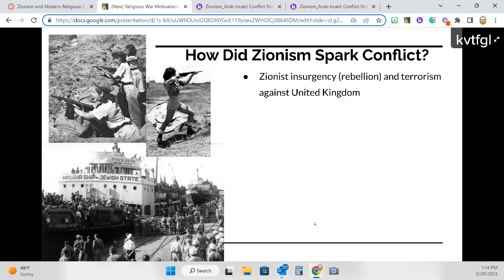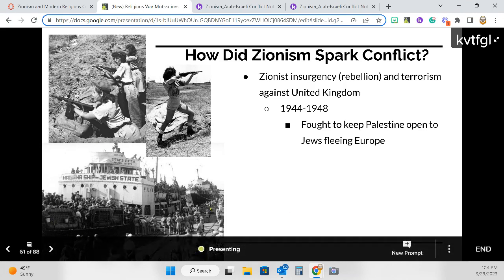So let's look at their rebellion. Another word for rebellion that's more often used today is an insurgency. The Zionists did rebel. They also did use terrorism. Again, that conflict takes place between 44 and 48. A big part of it, again, is to fight to keep Palestine open to Jews trying to get away from Europe. Because as Jaden has pointed out, in Europe, Jews faced the Holocaust. They were escaping in heavily loaded-down ships, leaving from Europe, trying to escape to Israel.